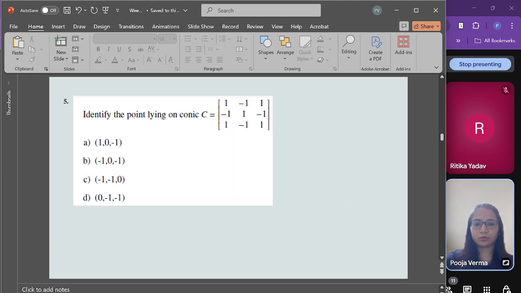Okay, so moving to the next question. Now the next question is to identify the point lying on the conic C. Which point is lying on this conic matrix C?